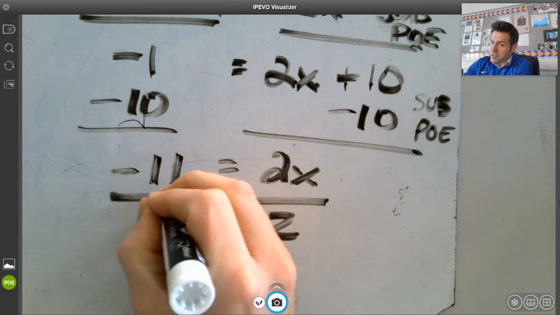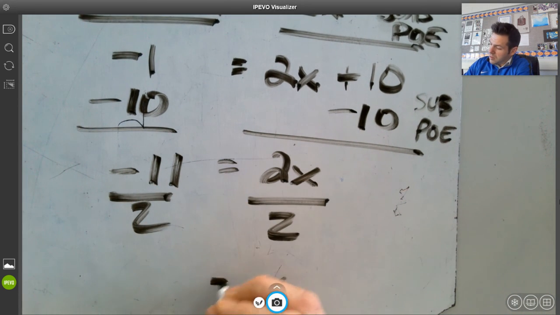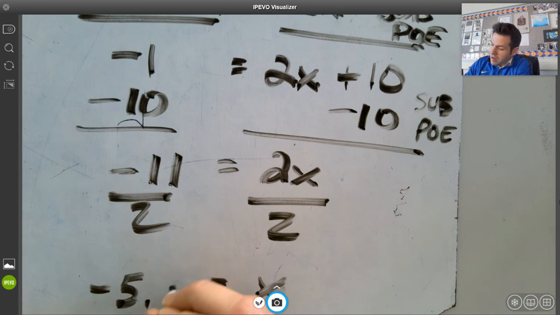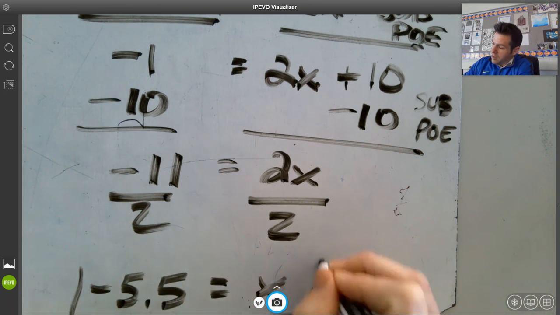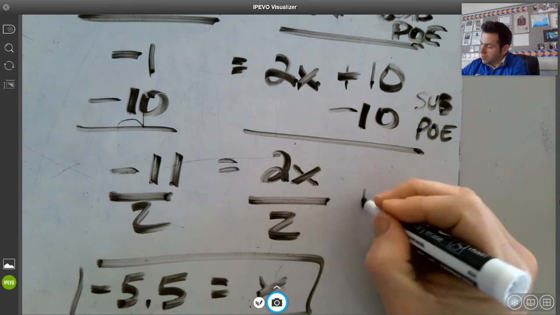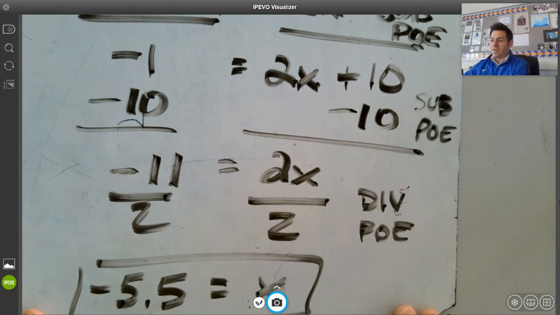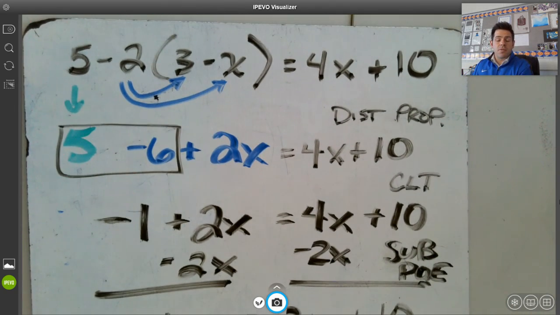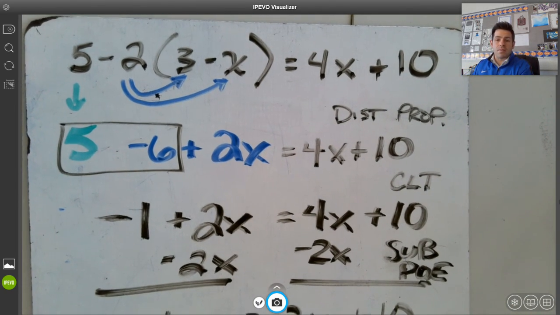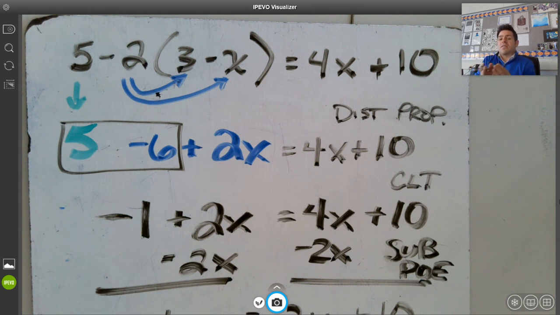Finish up by doing division here. And I believe I'm going to come about at negative 5.5 as a final answer, with the division property of equality happening right here. Remember to distribute if we can first, then we have to combine like terms. When we have variables on both sides, get the variable on one side, get the constants on the other.